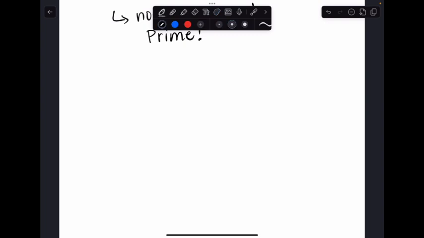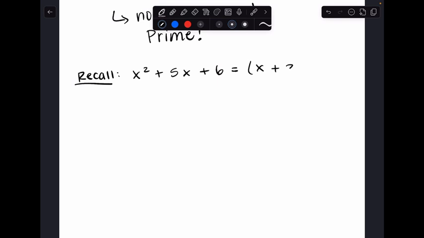All right, one thing I forgot to mention. I want you to recall that when we were factoring these trinomials, like x squared plus 5x plus 6, when I factor that, we got x plus 2 and then x plus 3. You might have some problems where it'll look like this: x squared plus 5xy plus 6y squared. That has two different variables.